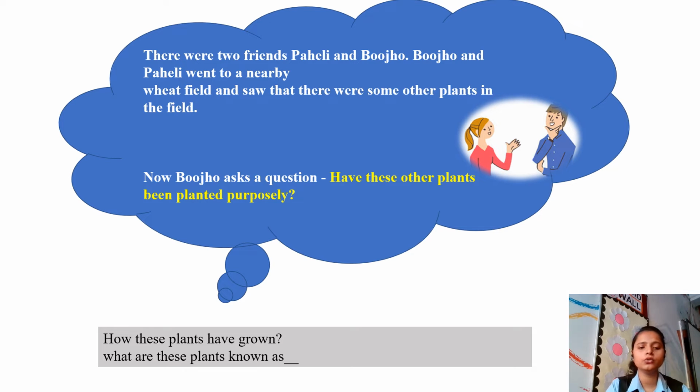So I want you to know how these plants have grown and what these plants are known as. You can write down your answers in the chat box. So, how have these plants grown? These plants have grown on their own and these plants are known as weeds. Okay, so next we are going to learn about weeds.